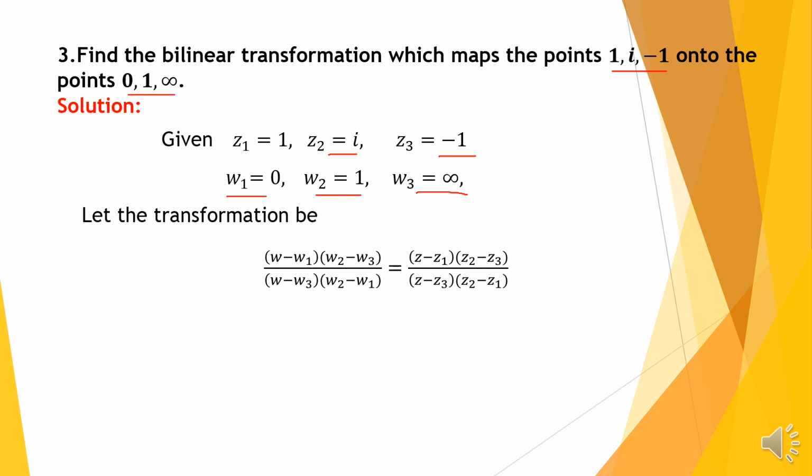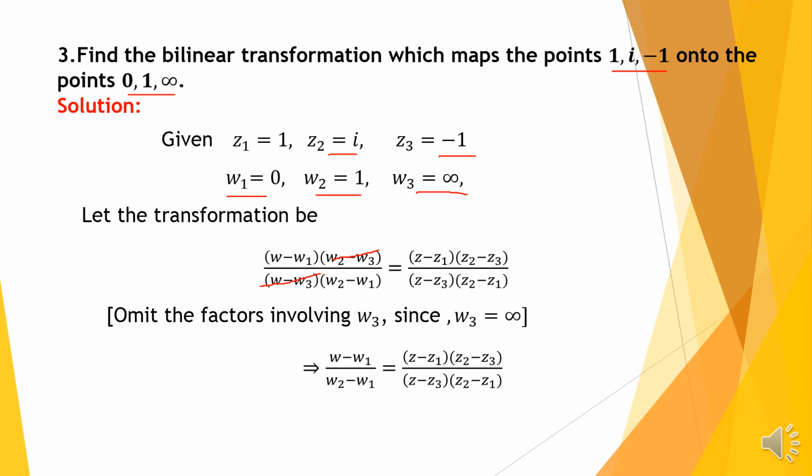Now write the formula for bilinear transformation. So the formula is w minus w1 into w2 minus w3 divided by w minus w3 into w2 minus w1 is equal to z minus z1 into z2 minus z3 divided by z minus z3 into z2 minus z1. So here the point w3 is equal to infinity. So we have to omit the factors involving w3. So we have to eliminate the factor w2 minus w3 in the numerator and w minus w3 in the denominator.